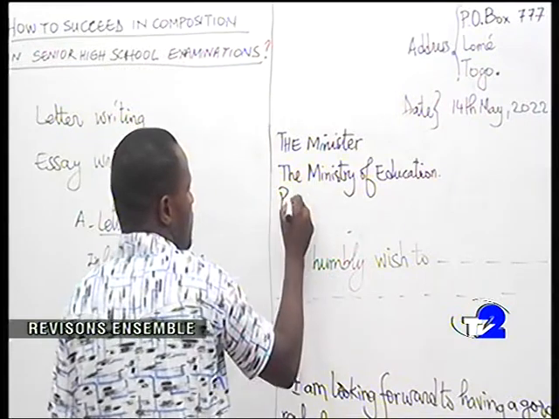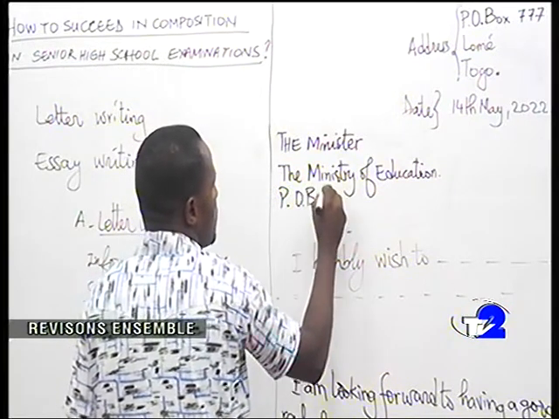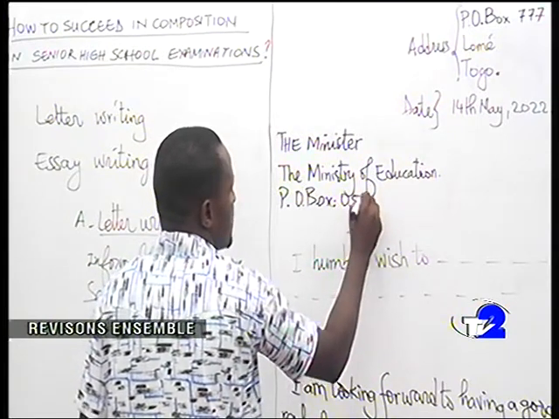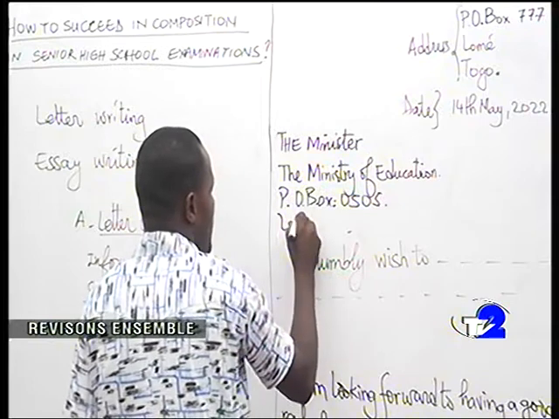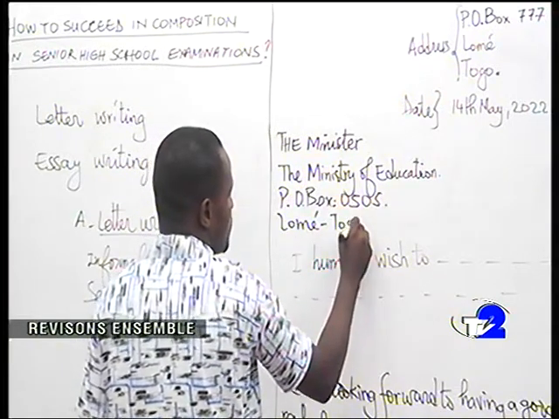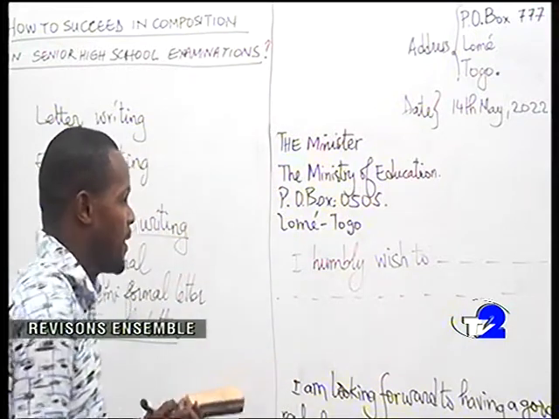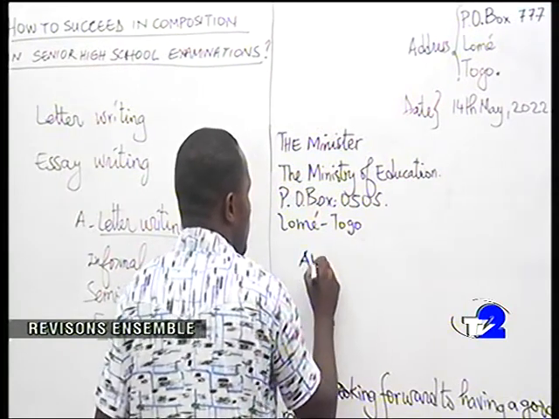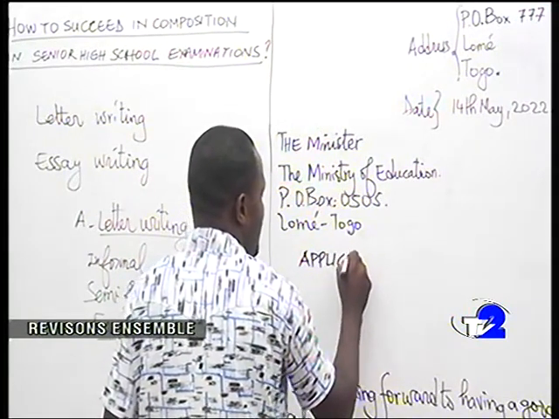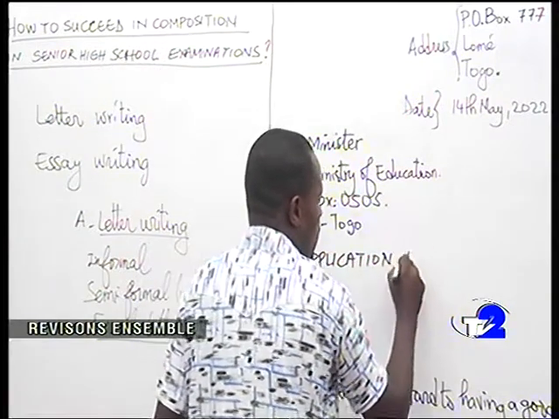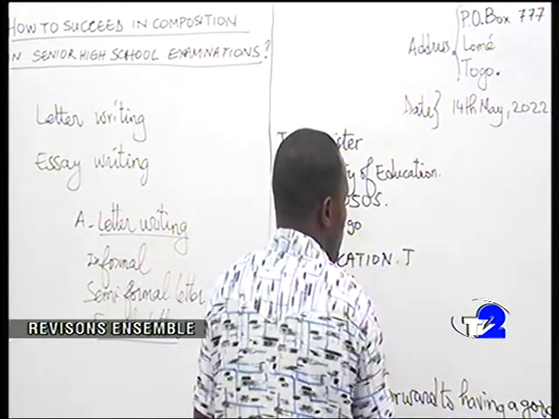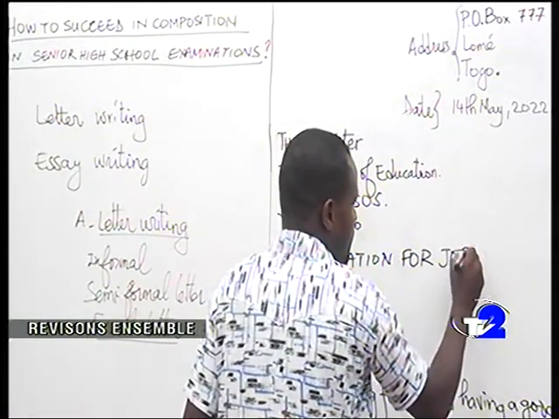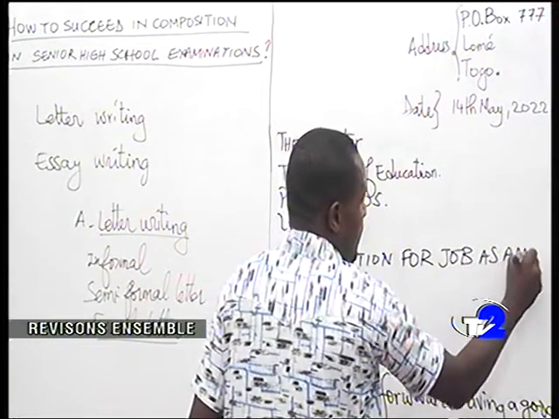Then the PO Box. Then you write, let's just say, 0505 and Lomé, Togo. I'm sorry, it escaped my mind. So after this, you write what? You write your heading: Application for job as a messenger.